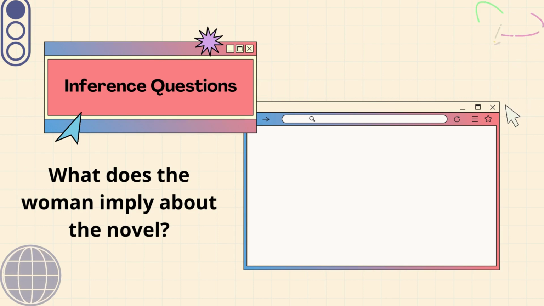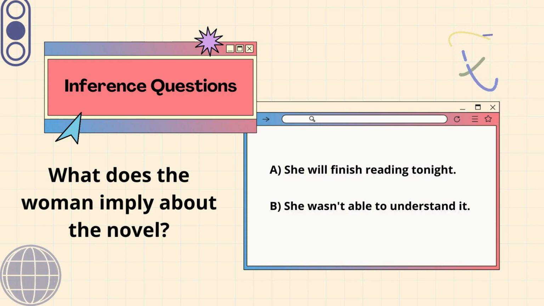Inference question. In this case, the key words are imply and infer. Imply is what the speaker expresses indirectly, and infer is what the listener understands indirectly. What does the woman imply about the novel? She will finish reading it today, or she wasn't able to understand it.